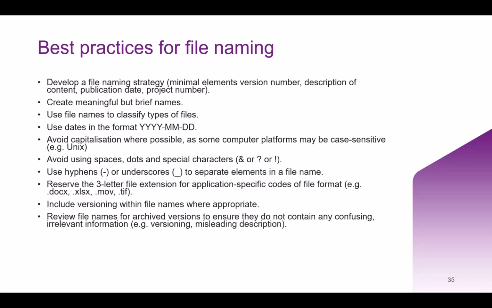Versioning should also be applied carefully. For example, if you have reached version 10, and that is the final version for archiving, the file name should reflect its status clearly. For example, you can say dataset underscore version final or dataset underscore archive rather than dataset version 10, which may suggest it is still a draft. So it is really important when it comes to versions.